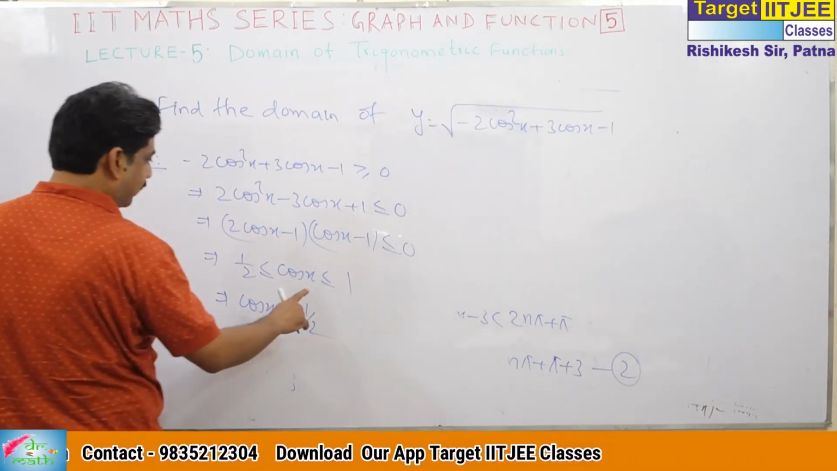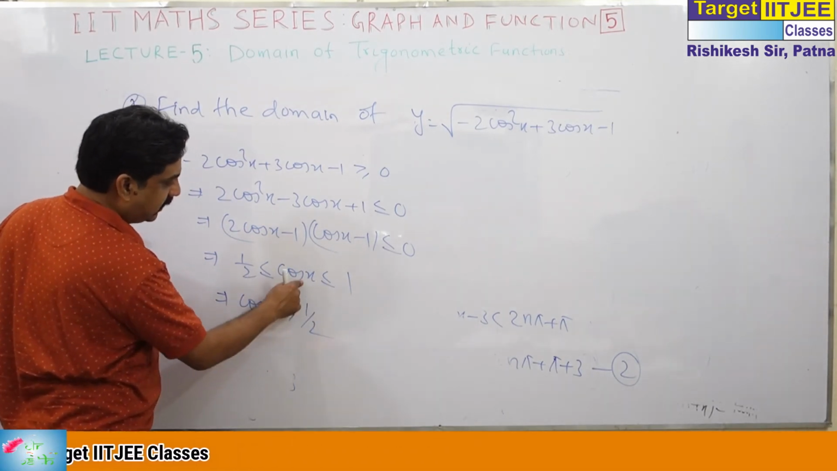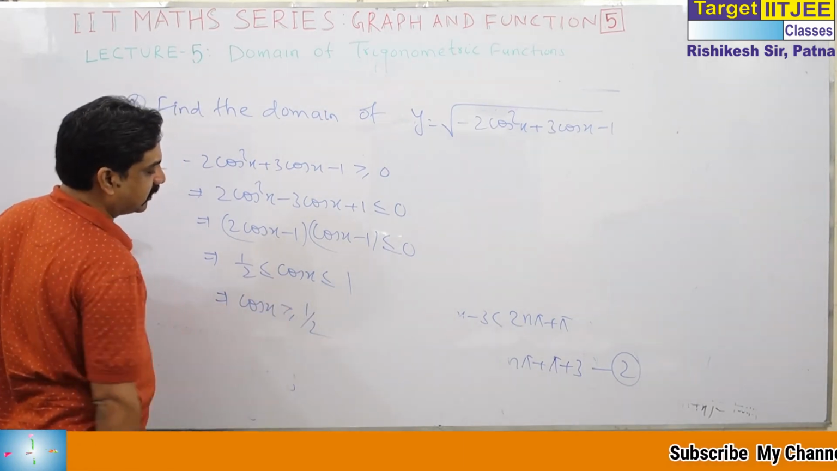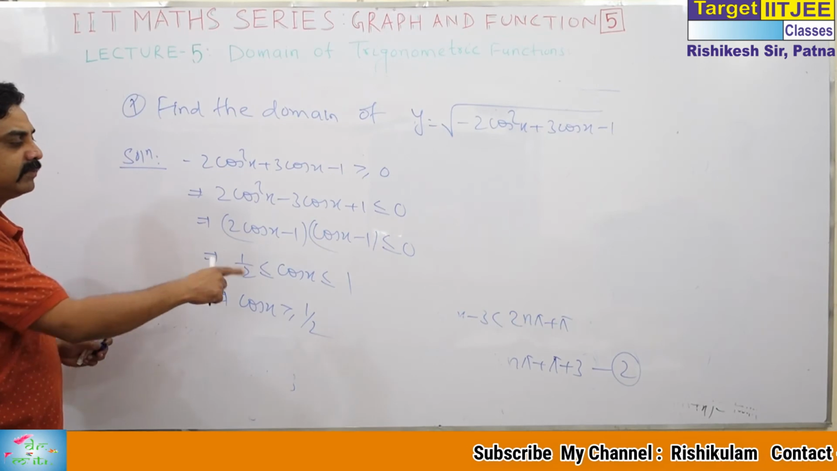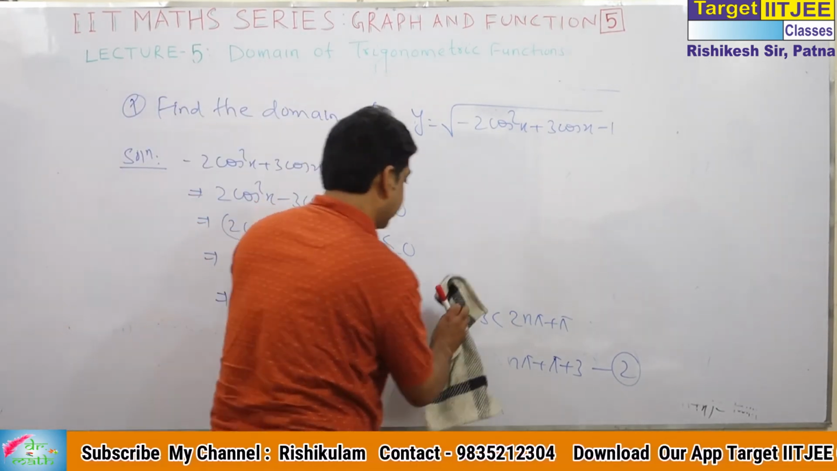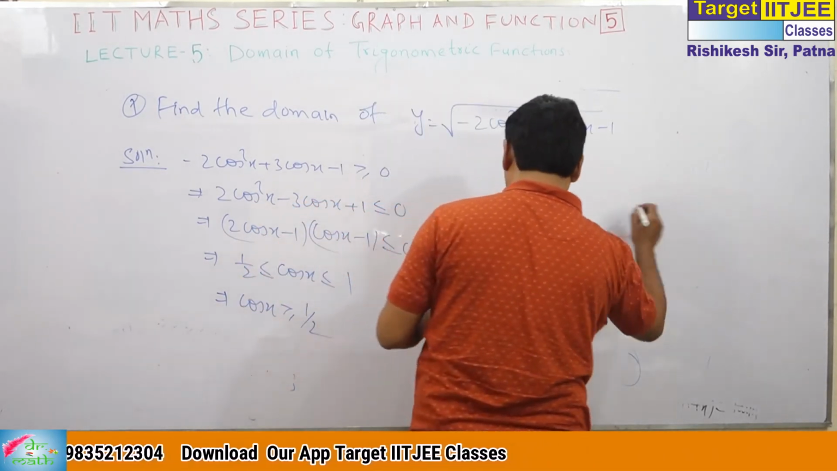Since the value of cos x cannot exceed 1, this means what? Cos x lies from 1 by 2 to 1. Cos x greater than or equal to 1 by 2 means, greater than 1 by 2, the maximum goes to 1. Now, how do you do this? You can do this either by graph or by the unit circle. It depends upon you. Suppose I take this.